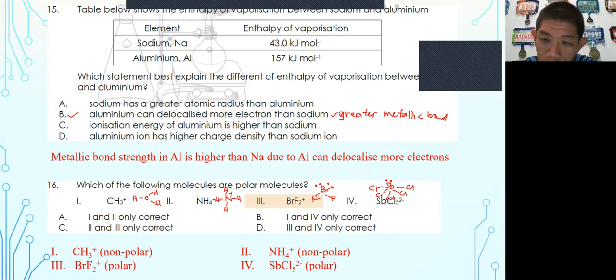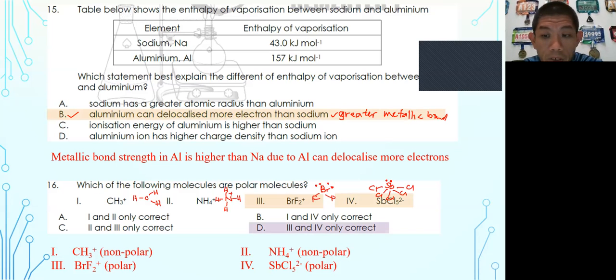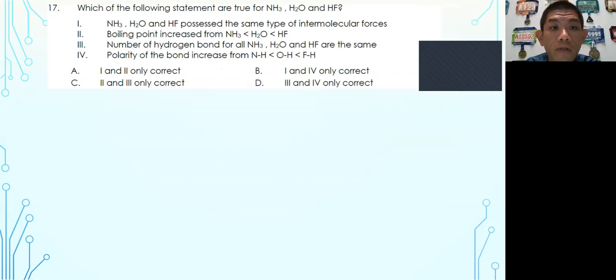Lone pair electron. Because of this lone pair electron inside BrF2 and SbCl2, this will make the molecule become polar. Therefore, our best answer in here is long PD. Okay, so this is for number 16. Then we go to number 17.